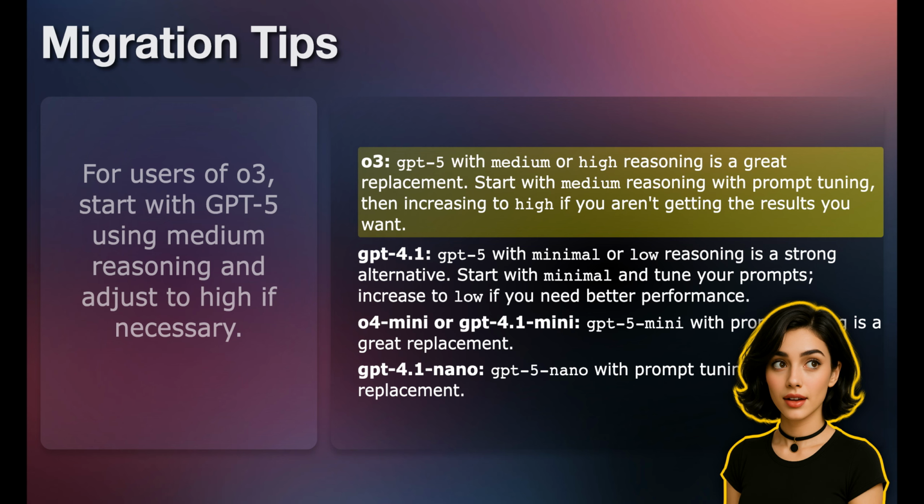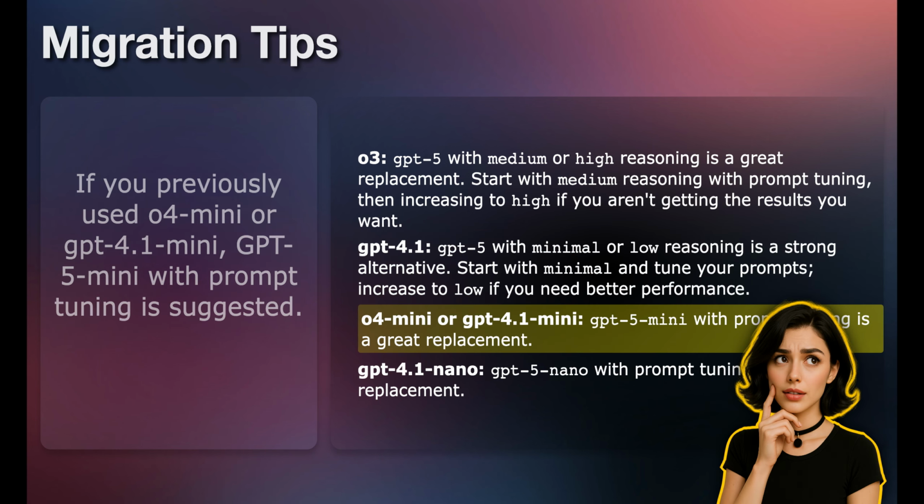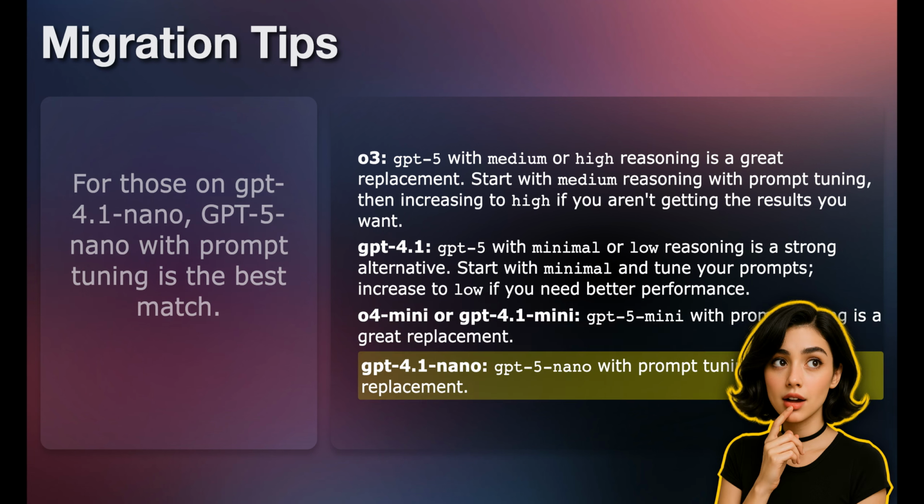For users of O3, start with GPT-5 using medium reasoning and adjust to high if necessary. For those using GPT 4.1, switching to GPT-5 with minimal or low reasoning is recommended. If you previously used O4 Mini or GPT 4.1 Mini, GPT-5 Mini with prompt tuning is suggested. For those on GPT 4.1 Nano, GPT-5 Nano with prompt tuning is the best match.